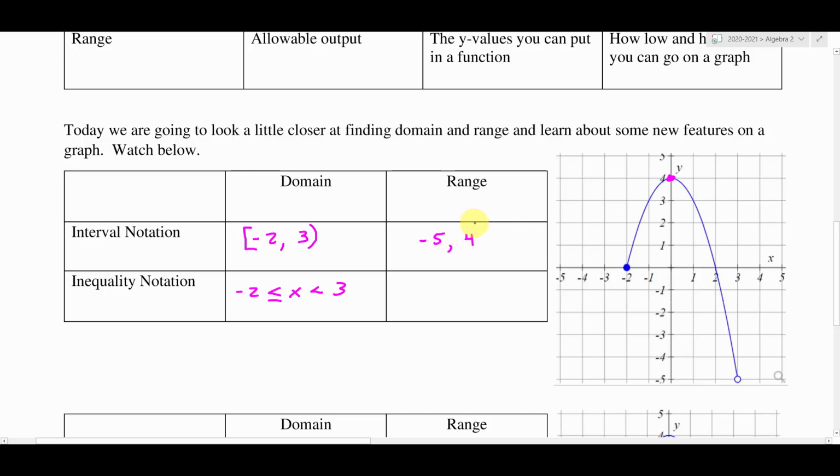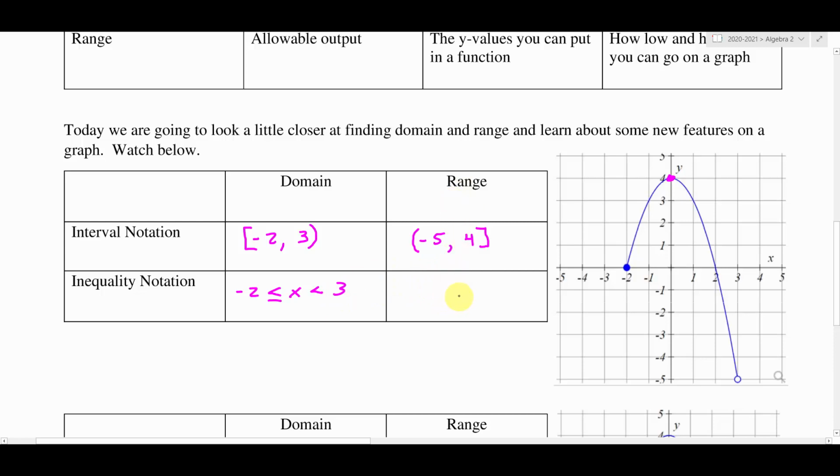All right, now I got to figure out what kind of brackets and parentheses that I need on this thing, right? So remember, the -5 was down here, but we couldn't actually get to -5 because it's an open dot, so that one's going to require a curved parenthesis. Now the 4 we can actually get up to, right? All of these points, right? Even though we can't see defined points, any point along this parabola is a filled in point like this one, right? So we can actually get up to and touch the 4. So I'm going to put a square bracket on the 4. And there's my range. Now I'm going to do the same thing but in the inequality notation.